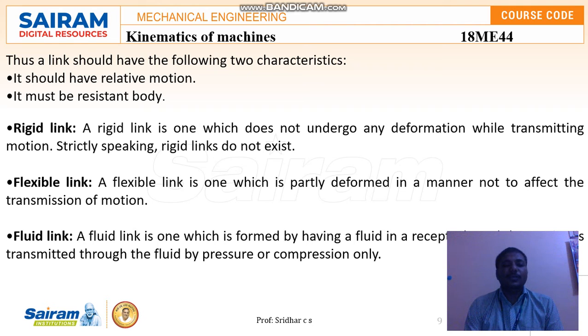And the fluid link is one which is formed by having fluid in a container, and the motion is transmitted through the fluid by pressure or compression only. Fluid links are used in hydraulic presses or hydraulic machine components, where we use the fluid as a link in order to transmit the motion from one part to the other, either in the form of pressure or in the form of compression. So these are the major types of links used in machinery parts in order to transmit the motion.